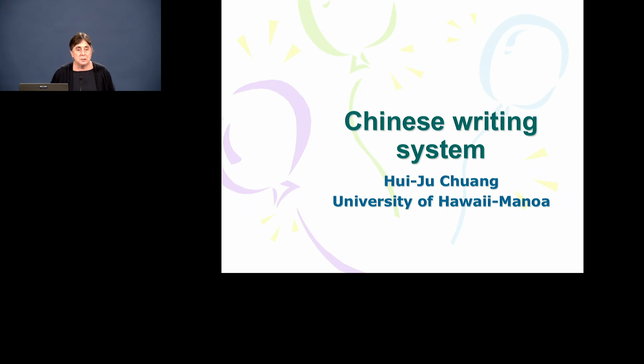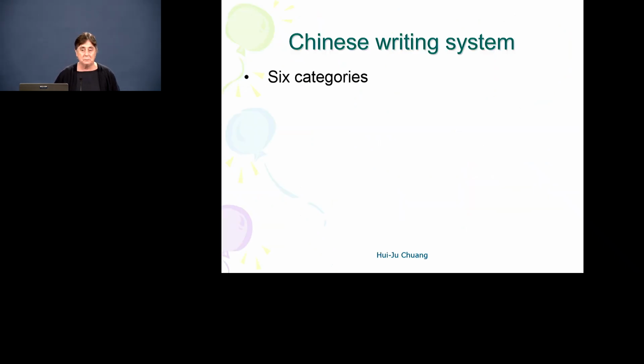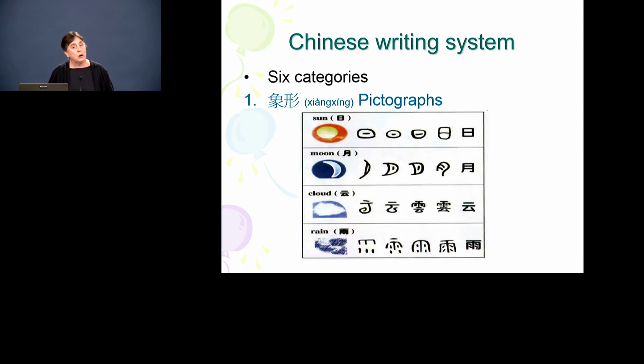Okay, so we're going to start today and introduce aspects of the Chinese writing system. There are 6 categories of Chinese characters. The first category are pictographs, and this is the one that Chinese is known most for, but it's actually a fairly small percentage of the Chinese characters. And these were developed from pictures, and here are 4 examples.